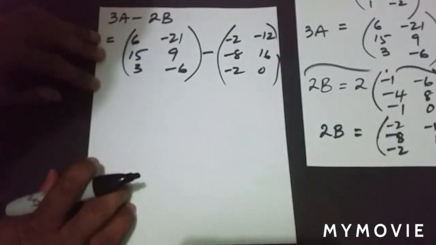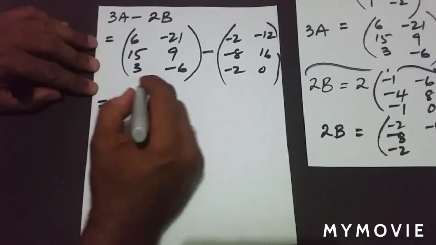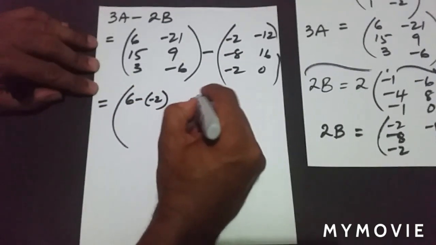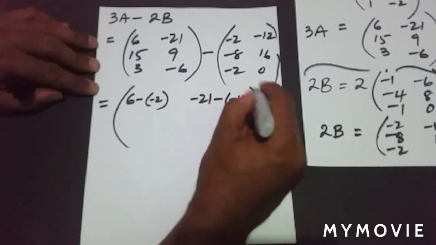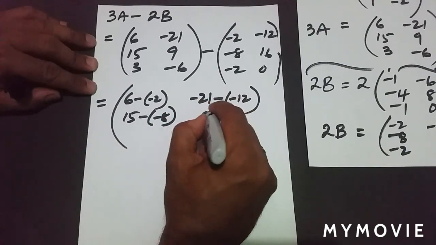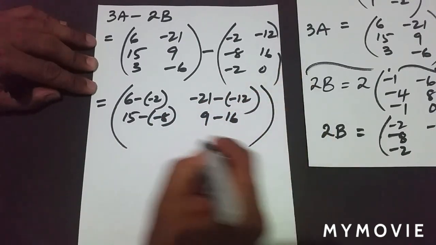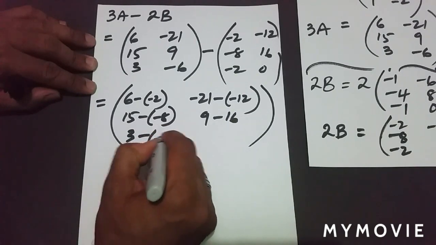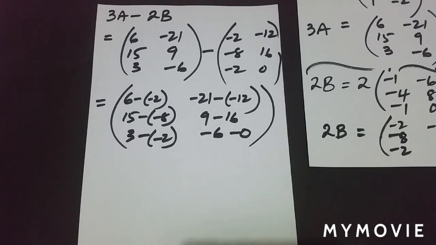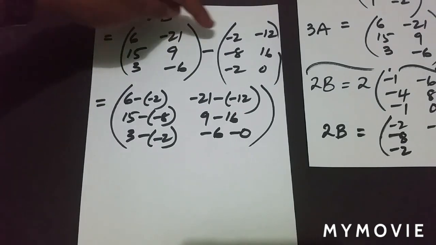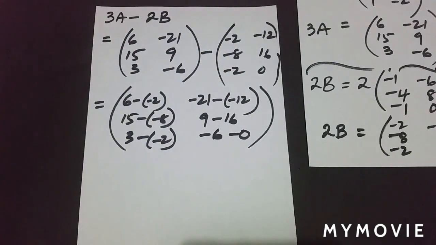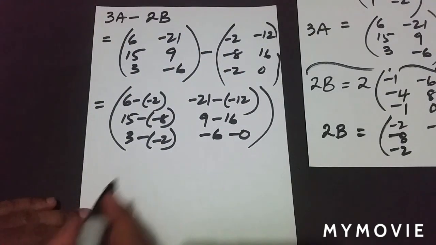So we did a simple subtraction here, and this step is important. So 6 minus negative 2, minus 21 minus negative 12, 15 minus negative 8, and 9 minus 16, and 3 minus negative 2, and negative 6 minus 0. And I just injected the negative numbers here in the second matrix to make sure that you saw things like these. All right, so very, very simple.